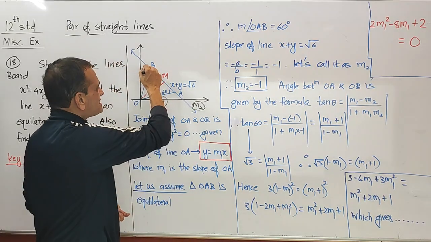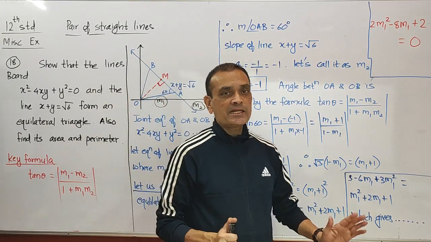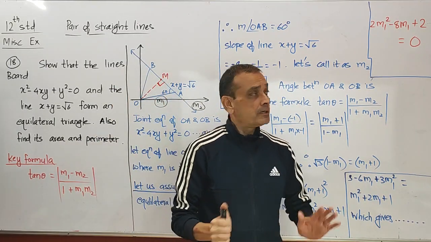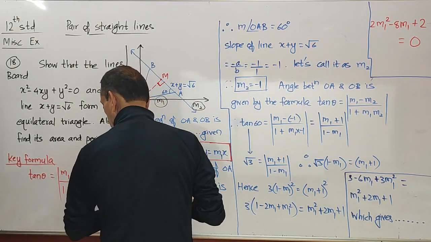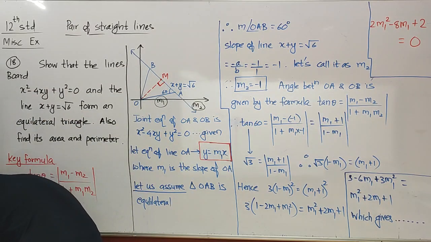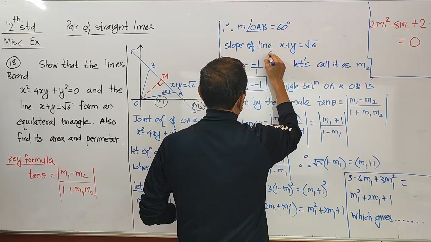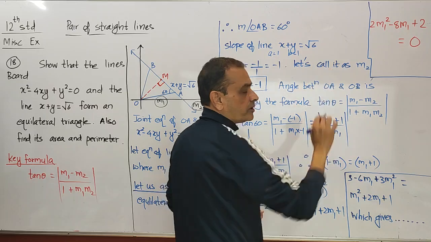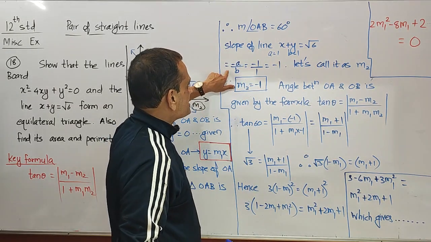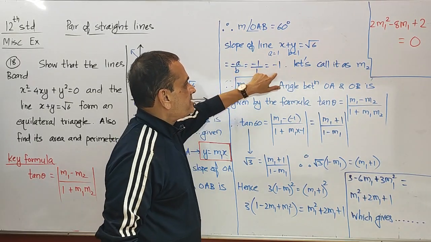Now I am finding the slope of this line, x plus y equal to root 6. How do you find the slope of this line? Again an 11th standard formula: slope is minus a upon b. Now what are a and b? The coefficient of x is called a, and the coefficient of y is called b. We are not interested in c, because the formula says slope is minus a upon b, that is minus 1 upon 1, that is minus 1.